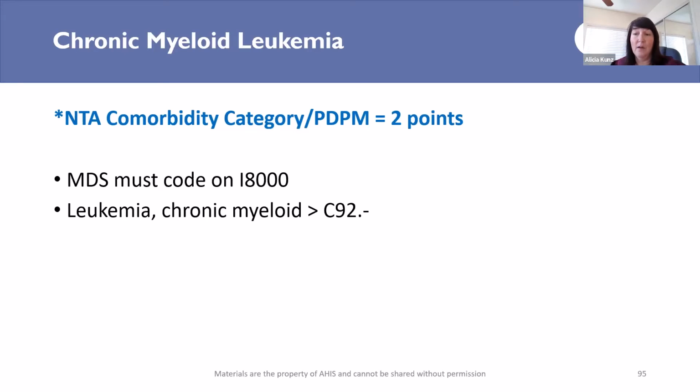leukemia, for instance, you would look that up under L in your regular index. So just be aware of that. And that's, so you can see here to look it up, you look up the term leukemia and then chronic myeloid, and it would get you a C92 code. For this one, to get the points, it would have to be on section I-8000. Other active diagnoses on your MDS.